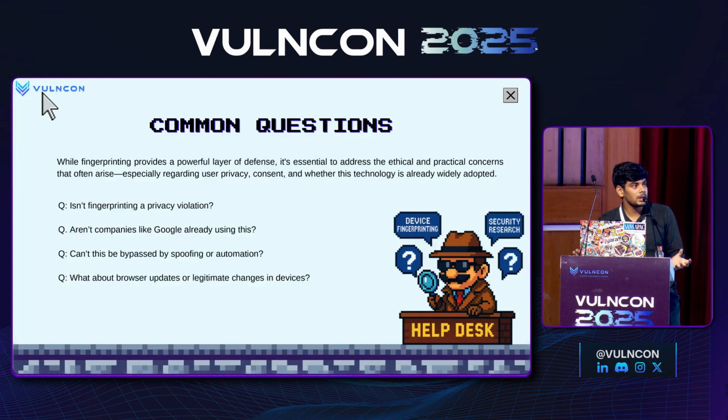Can this be bypassed by spoofing or automation? Not exactly, because to bypass all of the unique characteristics, you would have to spend a lot of resources. You need to have exactly the same GPU, the same CPU, the same browser that they have, the same extensions, and the same fonts installed, and everything.